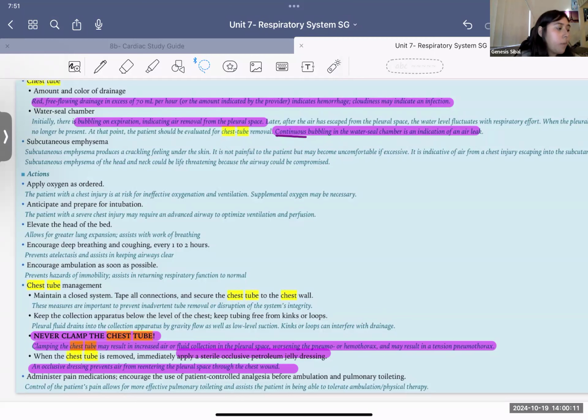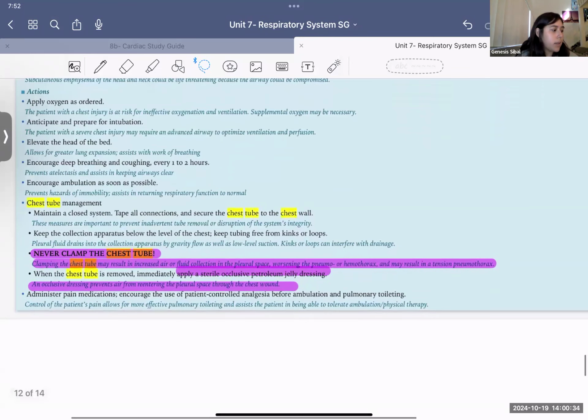And then again, one more time for a water seal chamber, initially there is bubbling on expiration. So that's why, again, if you see bubbling on expiration, not that big of a worry, that's fine. Indicates that the air is removing from the pleural space. But if there's continuous bubbling, then that's an indication of an air leak. That's too much. Basically, you're losing too much air. So what's going on? Yeah, I think it's pretty much it.